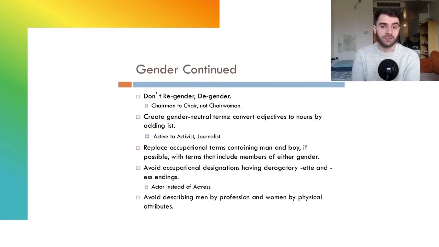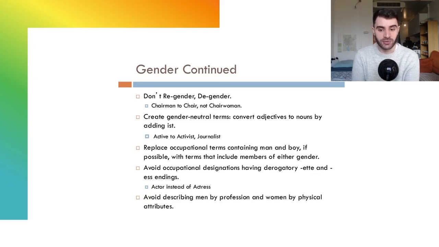Another part of inclusive language is gender. So one of the things that I would like to talk about is those examples in front of you. For example, don't regender or degender. Create gender neutral terms. Convert adjectives to nouns by adding ist at the end of the word. For example, active to activist and journalist.